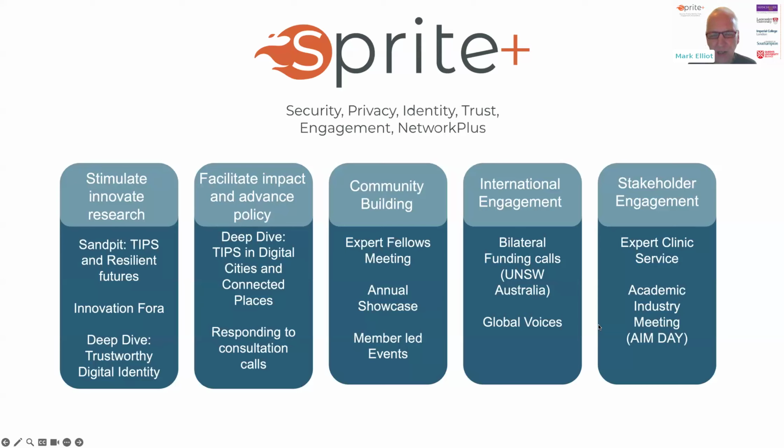Hello there. Yes, SPRITE is the Security, Privacy, Identity, Trust Engagement Network Plus. So it covers the whole of what's called TIPS, which is a different order for the same acronym: Trust, Identity, Privacy and Security. So it's about joined up across those concepts, but also across disciplines and sectors. It's a very broad church.